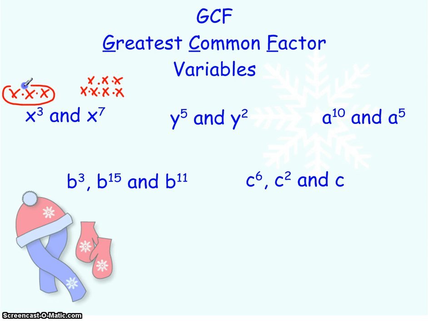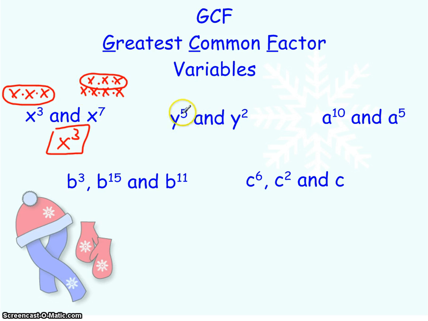Well, this one has 3. Does this one have 3? Well, that's as many as they have in common. The only thing they can have in common is the smallest one that they have. So this one has 3. Does this one? Yes. So its GCF is x to the third. This is when you're talking about the same variable. You can't have x's go with y's and try to pick them out that way. It's x's with x's, y's with y's, and so forth.